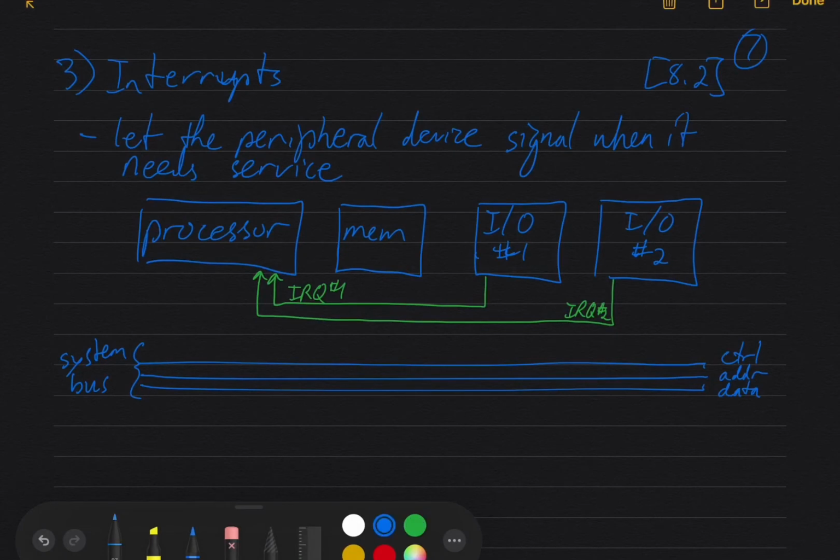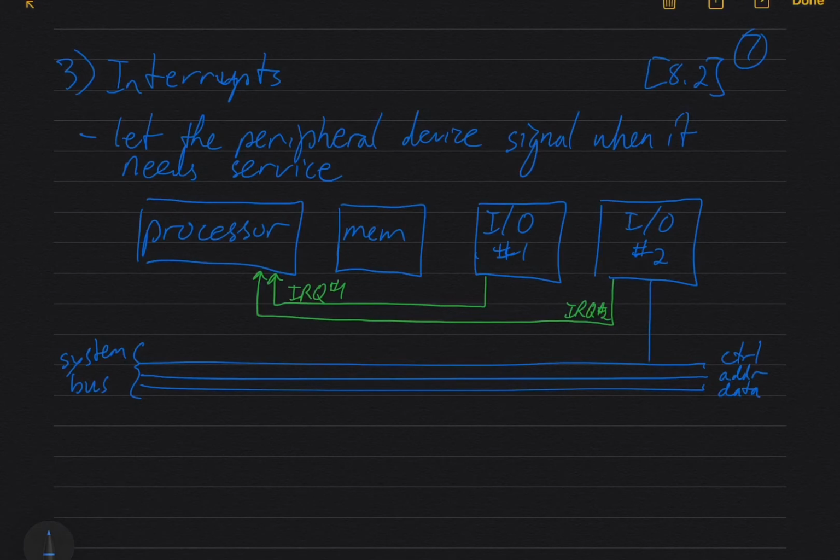So let's just add the rest of the connections here. So the I/O device will also be connected to the system bus, the memory will, and the processor will. So what we've added there are IRQ lines. IRQ stands for interrupt request, IRQ.